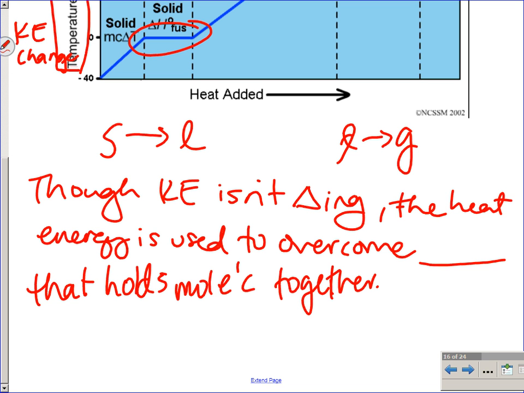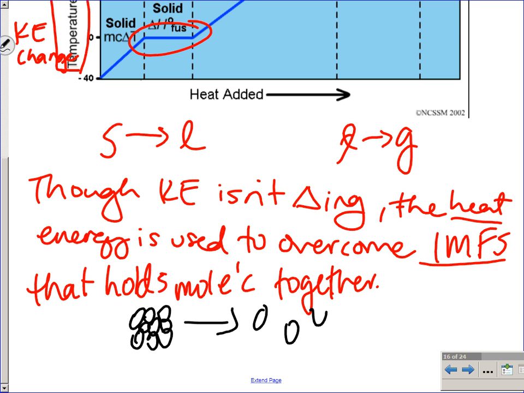This is an example of water, and water would definitely have lots and lots of hydrogen bonds. So this heat energy is used to overcome IMFs, which hold the molecules together. As you can imagine, we're going from a solid, really tightly packed crystal, to a more fluid situation, and then eventually to a gas where it's all spread out. So though the temperature is not changing, we still have to pull them apart.